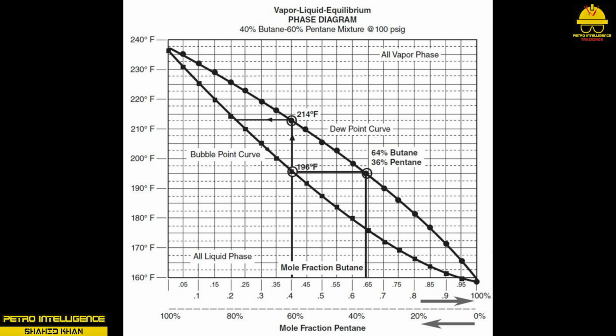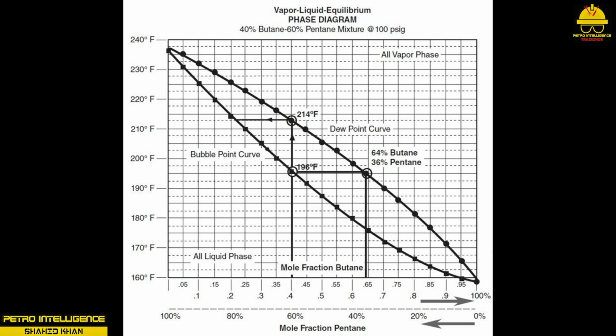Looking at the curve, we see that the bubble point for our mixture is 196 degrees Fahrenheit at 100 psig. If we had a mixture that included a butane mole fraction of 0.6, or 60%, and 40% for the pentane, the bubble point would be 180 degrees Fahrenheit. We can also see that a 0.4 butane mole fraction would have a dew point of 214 degrees Fahrenheit.